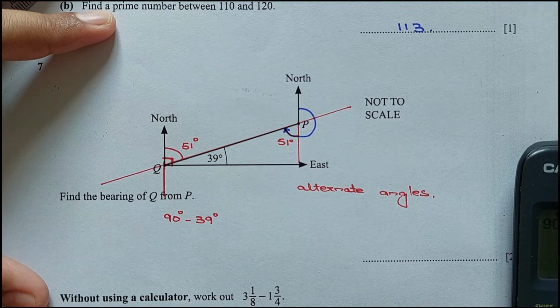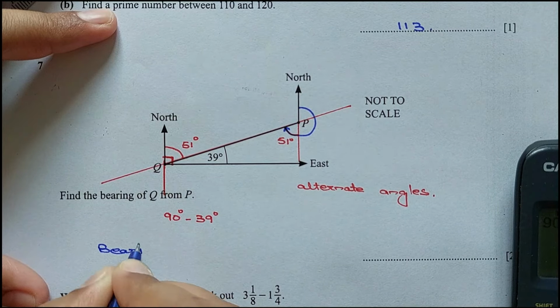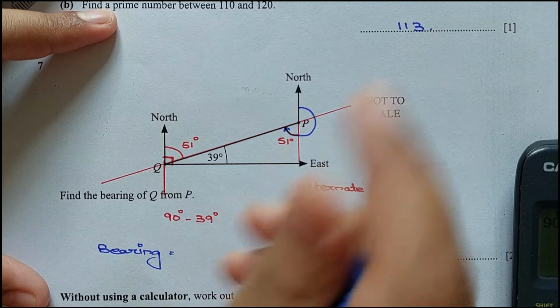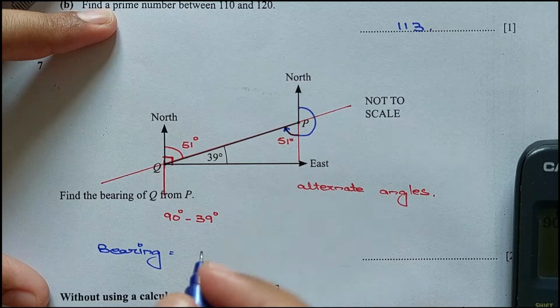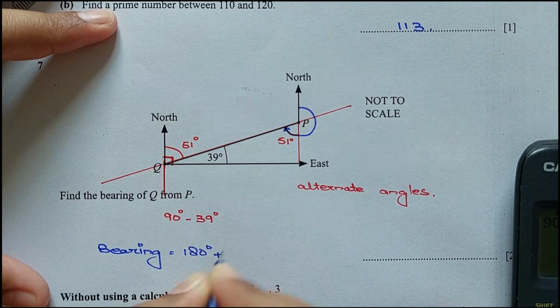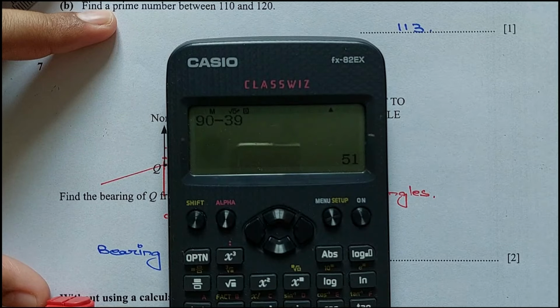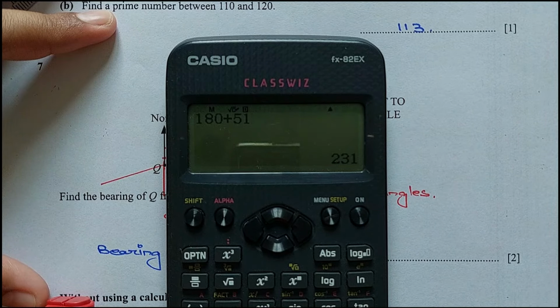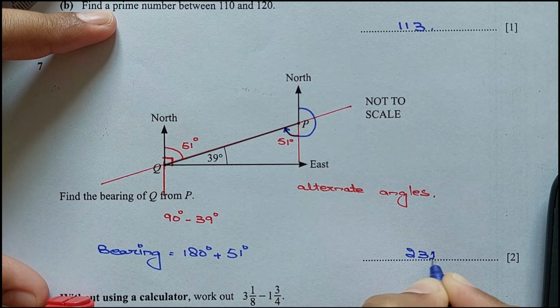Now, how can you calculate the bearing? The bearing is going to be of Q from P. This is the straight line. The straight line is 180. So in 180, we have to add this 51 degrees. 180 plus 51 is 231. So 231 degrees is the bearing.